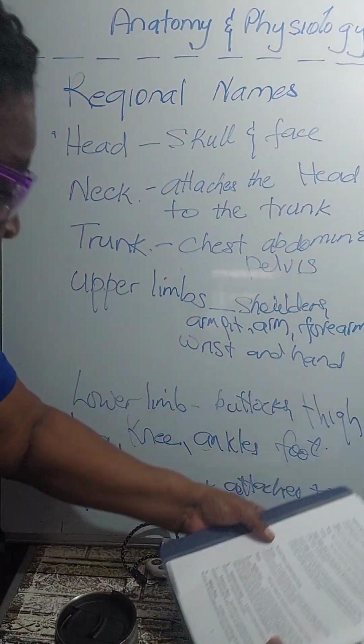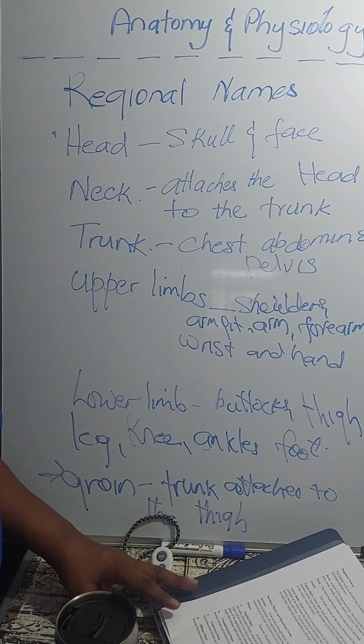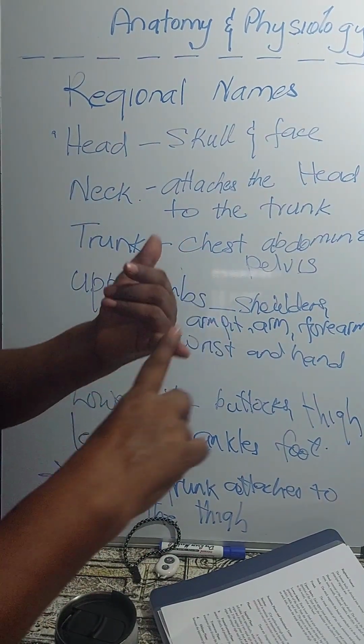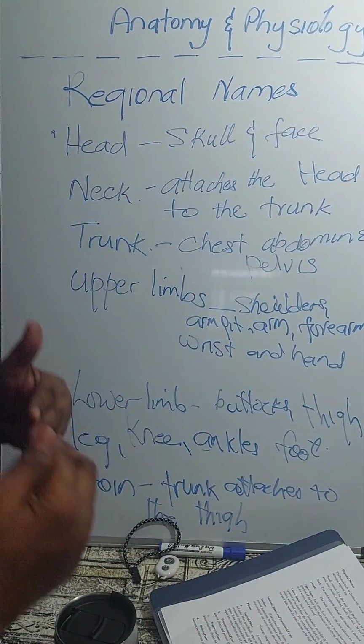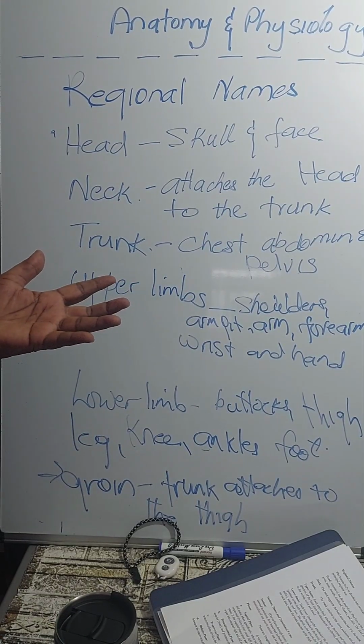The principal regions are the head, and the head consists of the face and the skull. The face is the front part of the head that includes your eye, your mouth, your nose, your forehead, your cheek, your chin. And the skull encloses and protects the brain. So sometimes we say, boy, him head bust. But it can be a cut in the face.